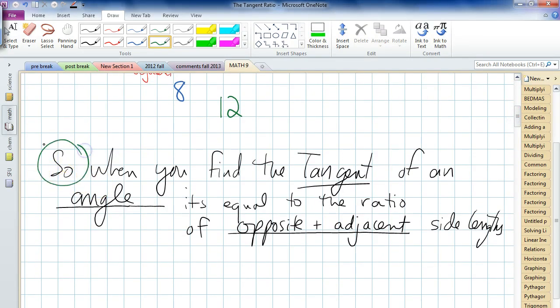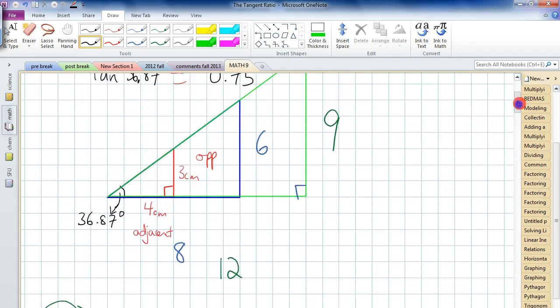So, when you find the tangent of an angle by punching the button on the calculator, that value is equal to the ratio of the opposite and adjacent side lengths. And it only works for opposite and adjacent.